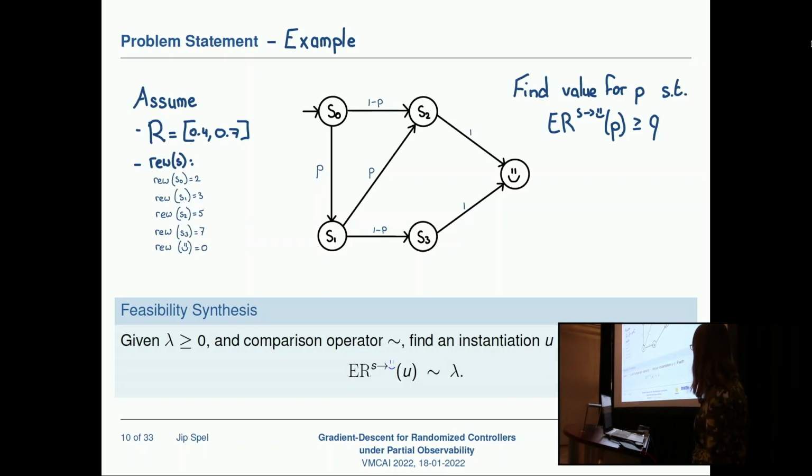So here you see a small example. You assume that there is some region given, a reward function is given, and we now might, for instance, ask ourselves, okay, we want the probability for a state, for instance S0, to be greater or equal than 0.9. And then you can ask, okay, give me a value for P such that this holds.